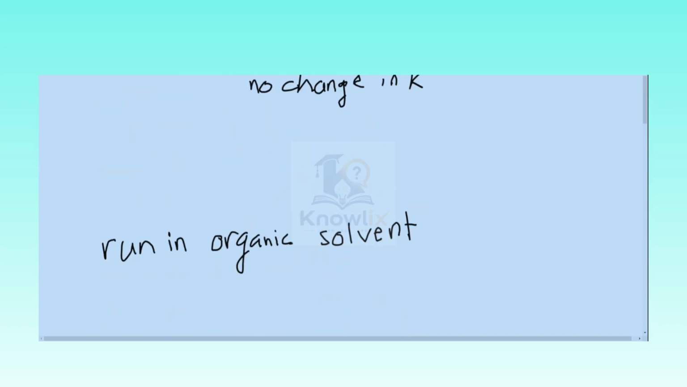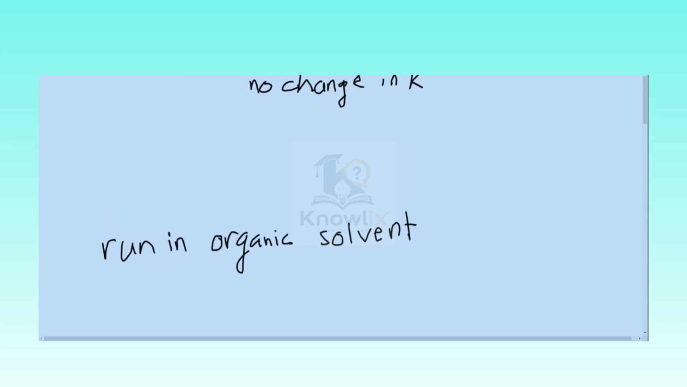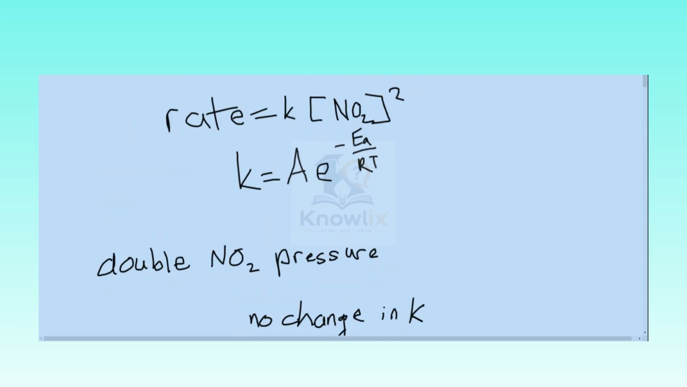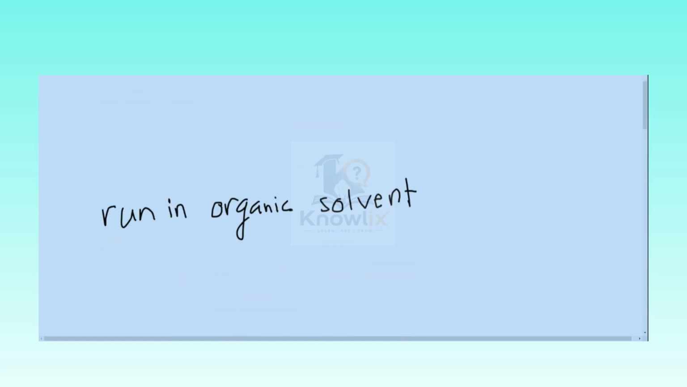Now let's take a look, and let's say instead we run it in an organic solvent. Running it in an organic solvent would change how the molecules are moving and thus how often they would collide. So that would change this A here. So yes, our K would change.